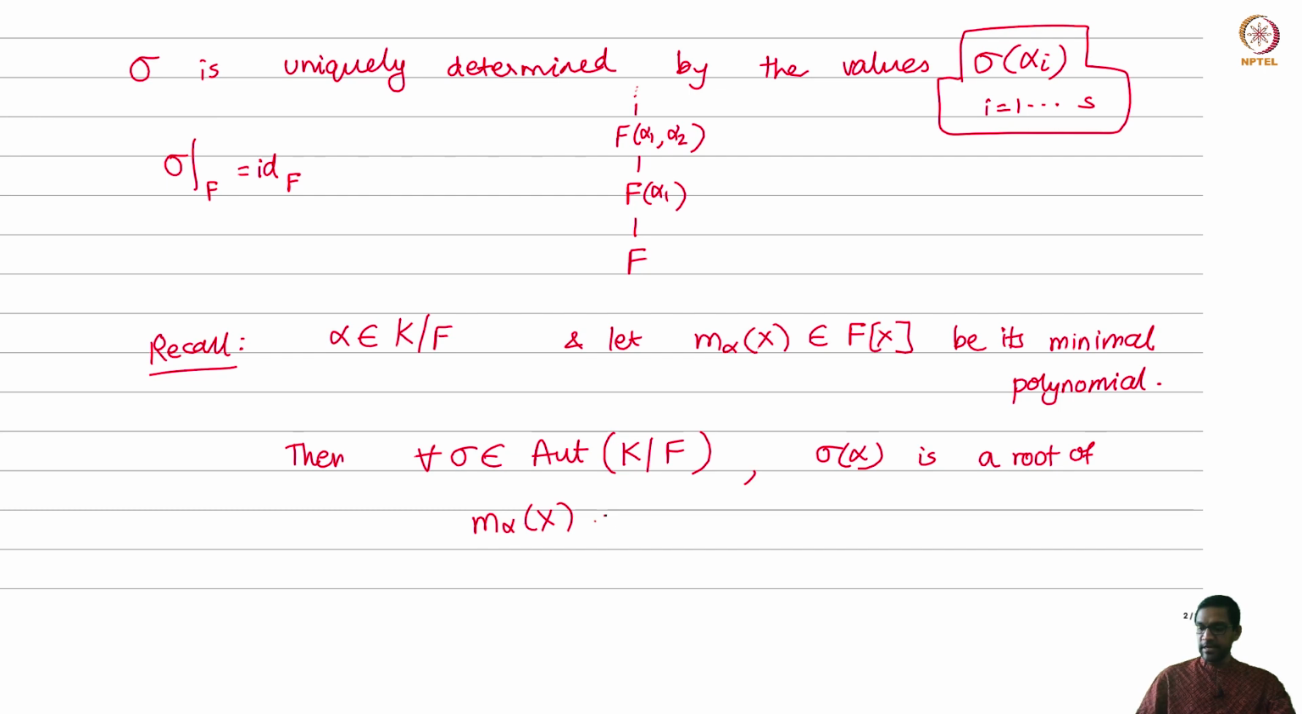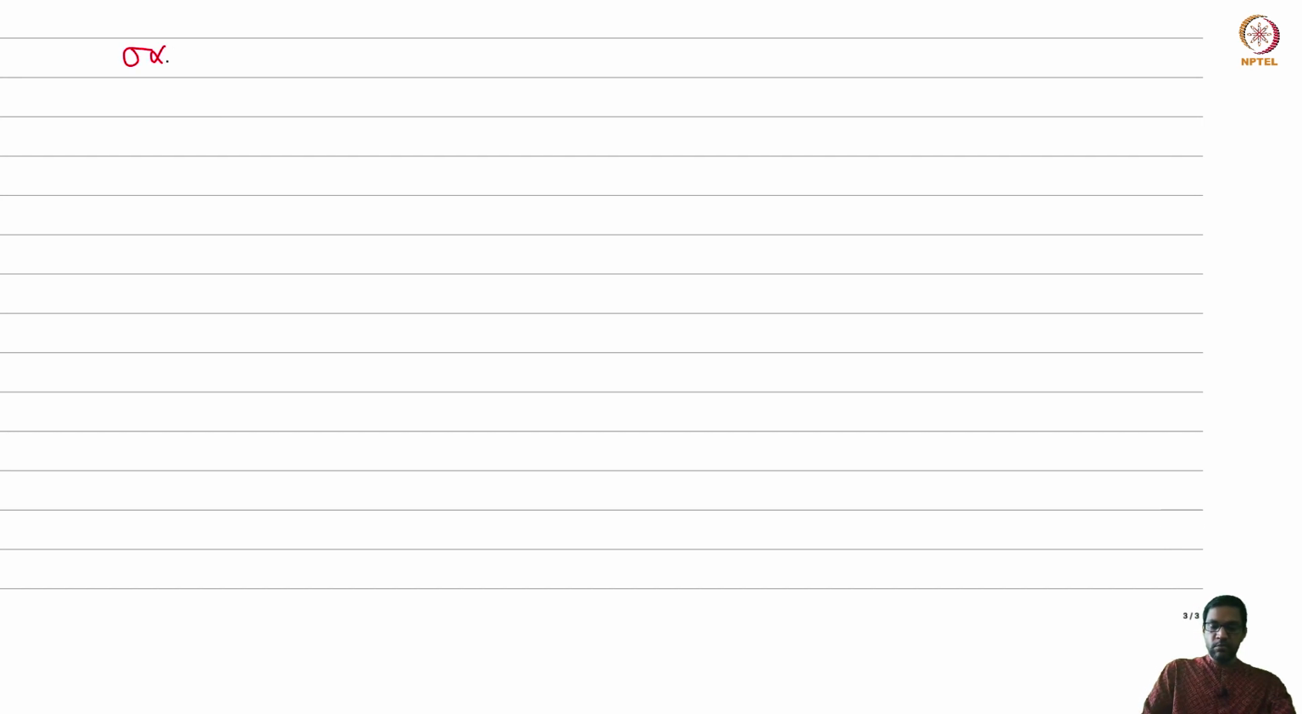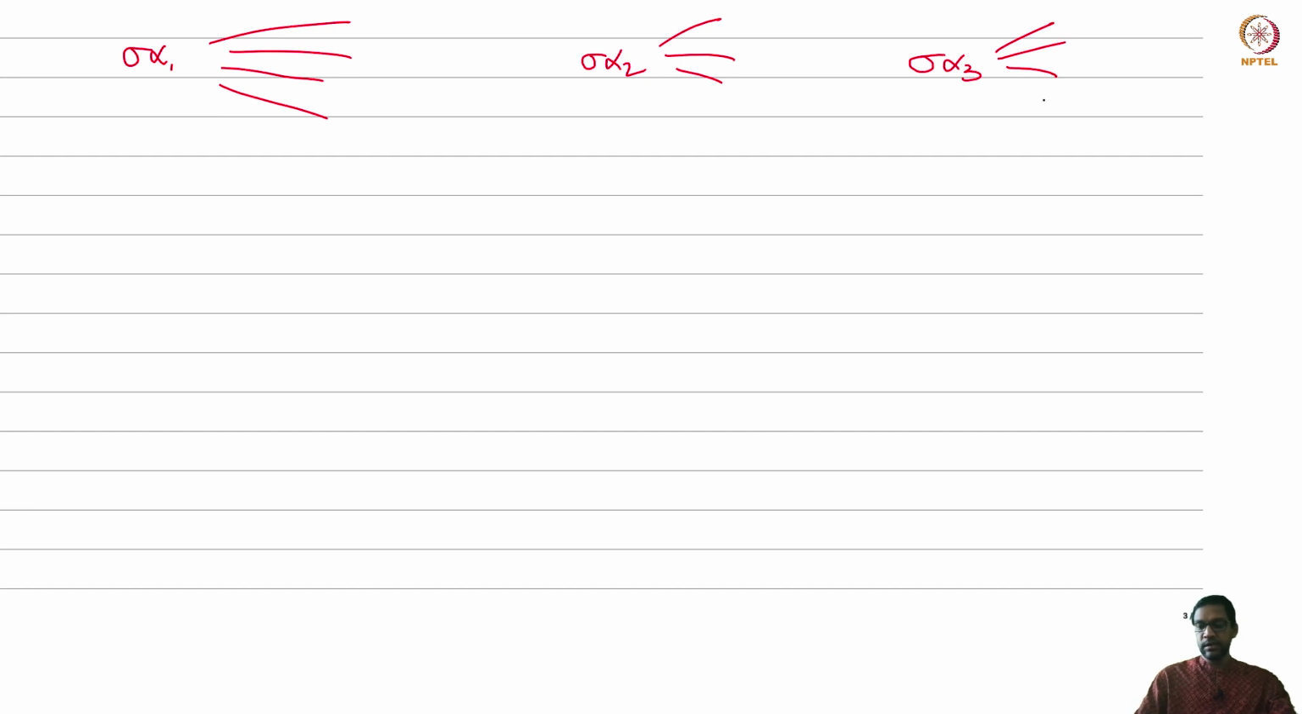In particular, m_alpha(x) can only have finitely many roots in K. This means that sigma of alpha is only one of finitely many possibilities. So this belongs to the set of roots of m_alpha in K. Okay, so each sigma of alpha_i has finitely many choices. So sigma of alpha_1, I can possibly map it to one of finitely many possibilities, right? Similarly for sigma of alpha_2, there are only finitely many choices, and so on. So what does this mean? Finally, it means that alpha_1 can map under sigma to only one of finitely many choices, and so on. So this finally implies that the possible values of sigma itself are only finitely many.